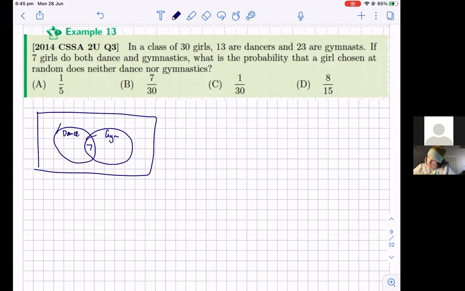Okay, 7 do both, so that means we've got 6 that just do dance. We've got 16 that just do gym. 6, 7, 16 adds up to 29, which means we have 1 that does neither. 1 on 30 does neither. So it's C.